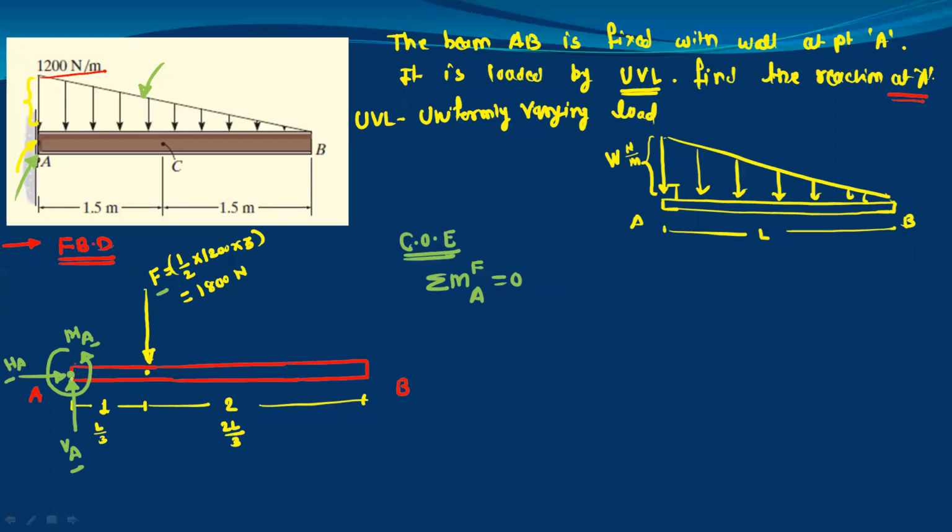So take the moment about point A. I will start from VA, so that moment is 0. Next, moment by HA is 0, because both these forces pass through point A, so there is no perpendicular distance. Next, this F, its value is 1800, into the perpendicular distance of this point from point A, that distance is 1 meter. And this moment will be clockwise. Here you can see, this is your beam AB. Here we have the force 1800, and this is point A. This force will try to rotate this beam in this direction.